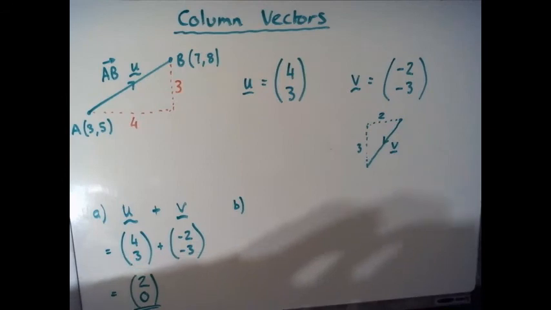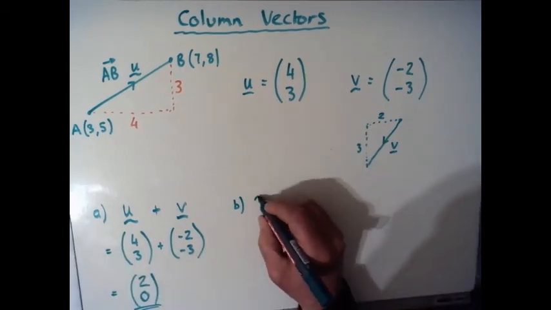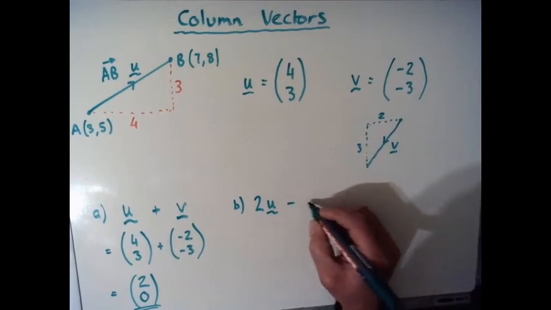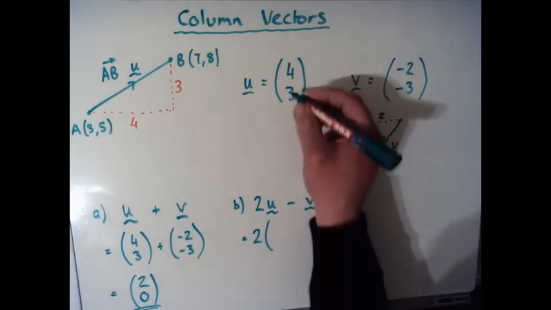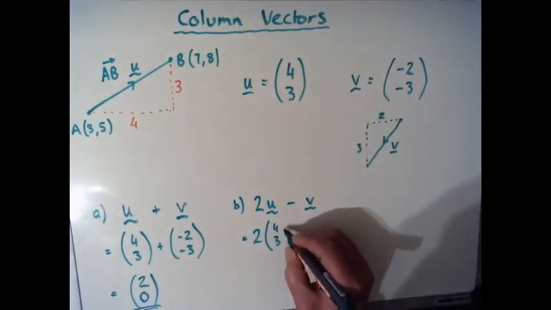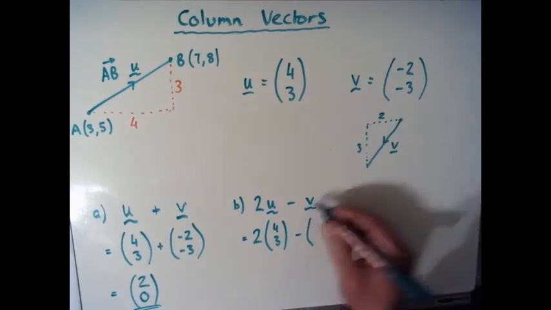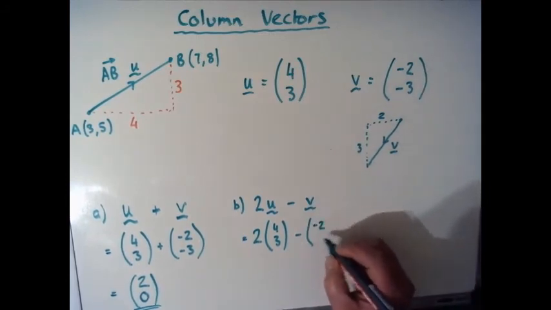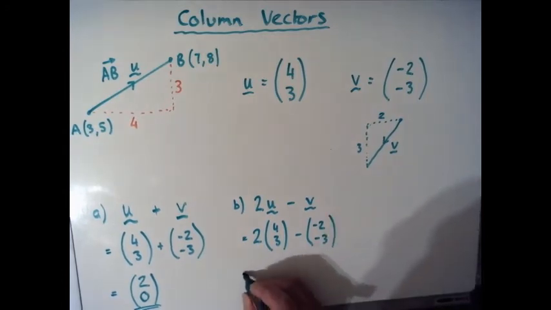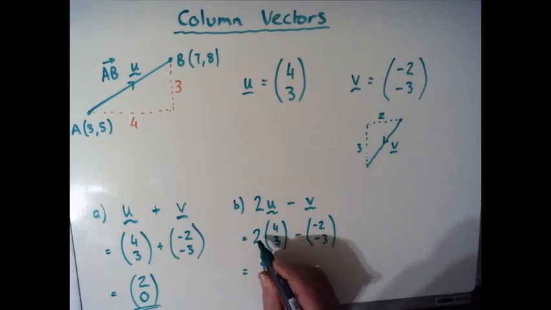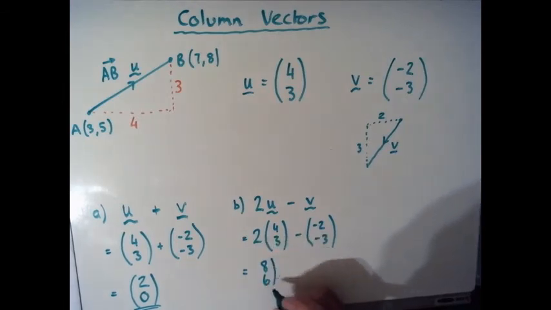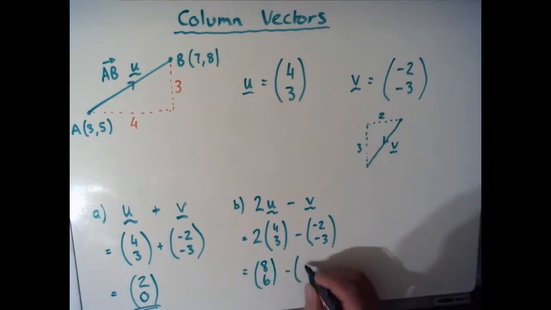So we can do a similar thing then. Let's have a look at multiplying them by a scalar, maybe introducing a negative as well. So if I did 2u minus v, that basically just means I want 2 of vector u, which is (4, 3), and I'm going to take away from it vector v, which again is (-2, -3). So I can work out the components of 2u first if I want. That would be (8, 6), because I'm just multiplying 2 times 4 and 2 times 3.